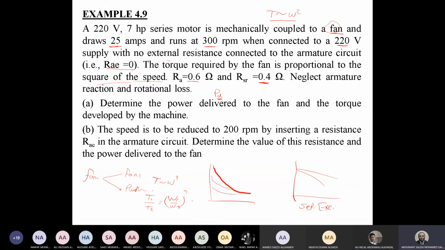So what has happened? Why is the field resistance now reduced? Why do we reduce the field resistance here? It became 0.4 ohm compared to 50 ohms. It's a huge difference, 100 times or more than 100 times. Why do we use here a small resistance in the series field winding?